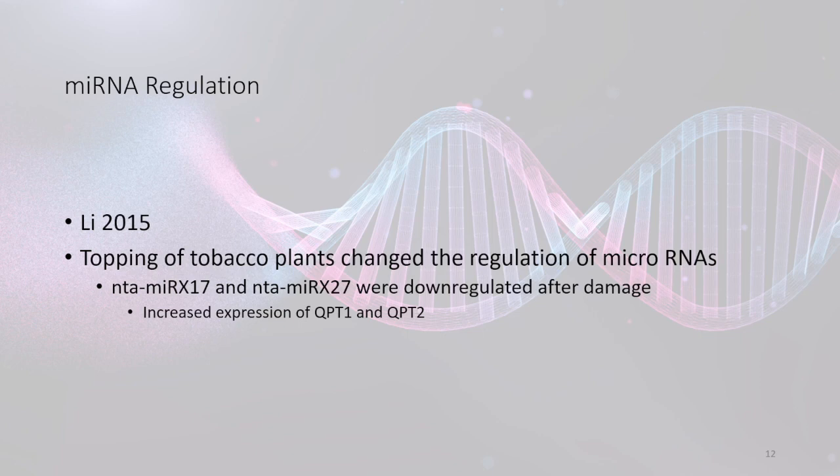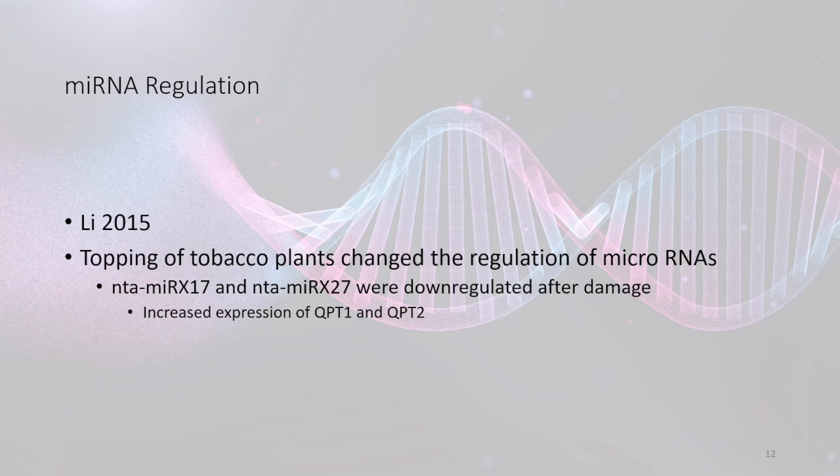Another way the plant responds to damage is the modulation of microRNA. The removal of flowers from a tobacco plant causes the downregulation of microRNAs NTA-MIRX17 and NTA-MIRX27. These miRNA bind to mRNA and prevent it from being translated. Once these miRNA are removed, their corresponding mRNA may be translated. This allows the expression of QPT1 and 2, which are part of the synthesis of nicotine.